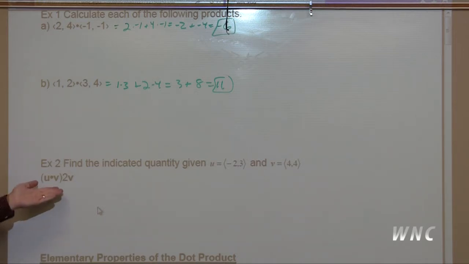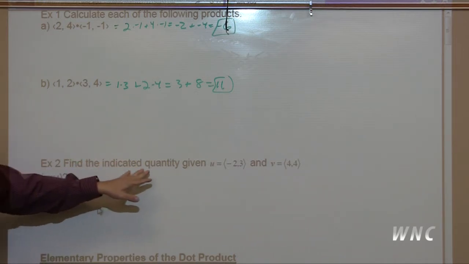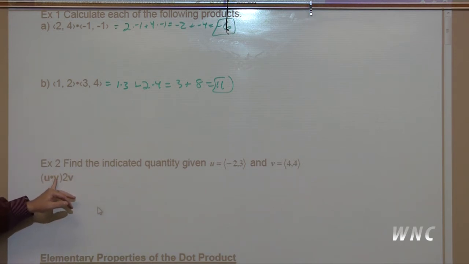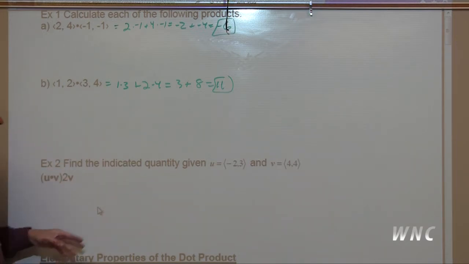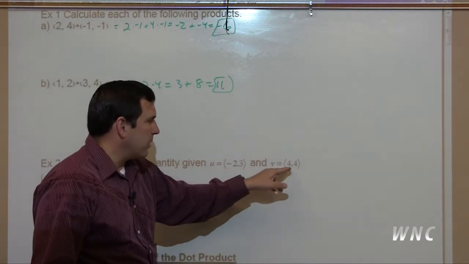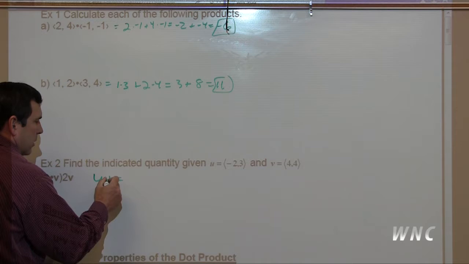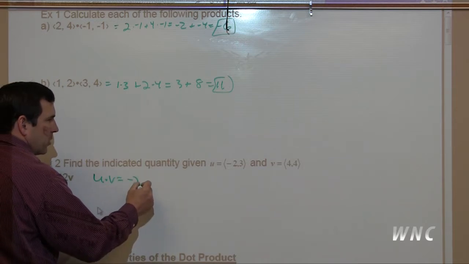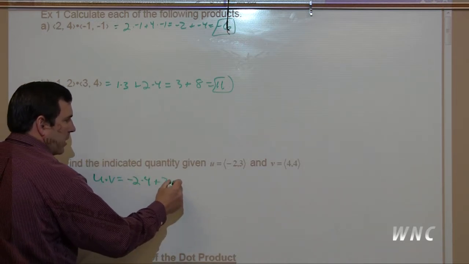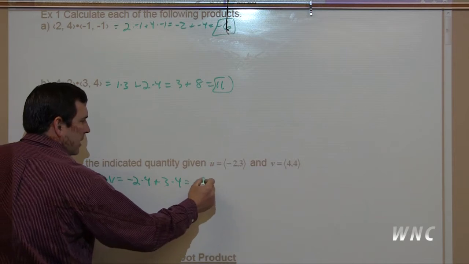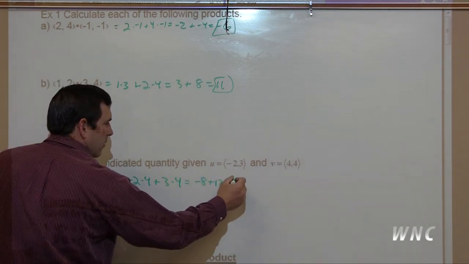Okay, now we're going to go a little further. We're going to find the indicated quantity. Now when we do u dot v, that's going to give us a scalar. We have a scalar times 2, then that scalar is being multiplied by this vector v. So our u is negative 2, 3, and v is 4, 4. So look at u dot v first. That's going to be negative 2 times 4 plus 3 times 4. That's negative 8 plus 12, which is 4.